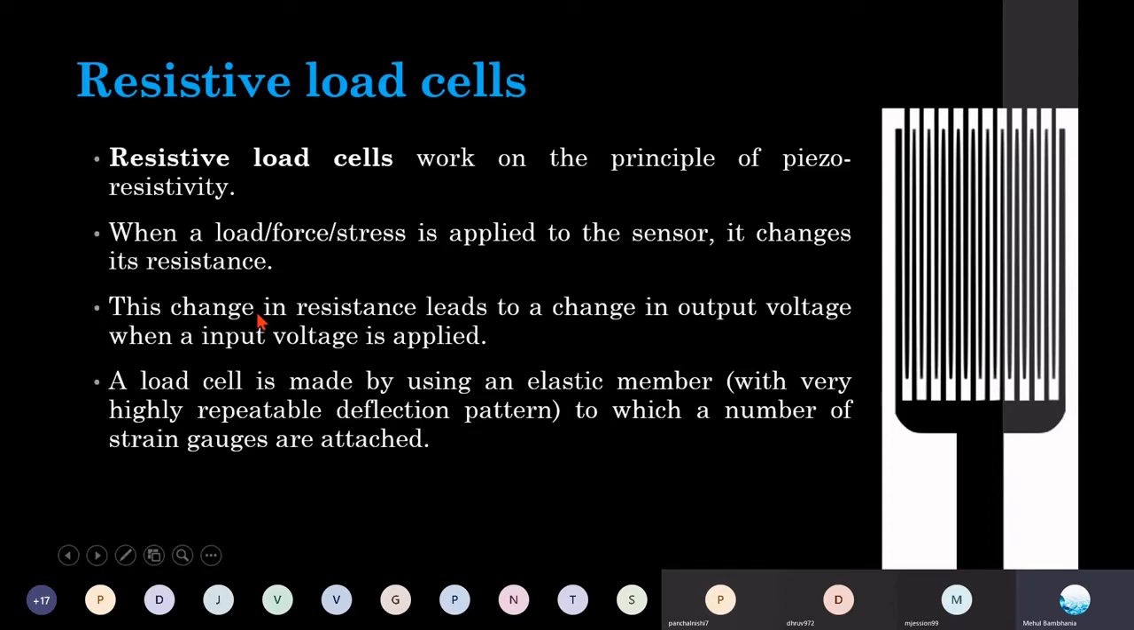To sense this resistance, obviously they use an elastic member. This is the elastic member, or we can also refer to it as an elastic foil. Now, where it is attached and how it is positioned in that load cell, see, it looks like this. Now this entire component is referred to as a load cell, right?